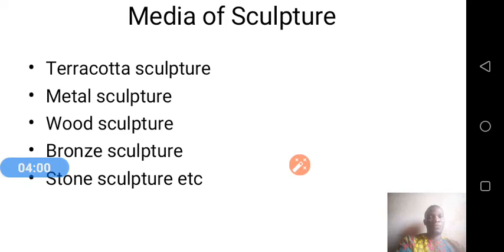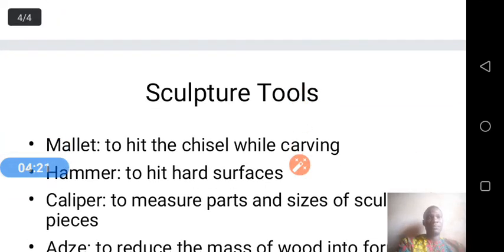Bronze sculpture. Bronze sculpture is also similar to metal sculpture, but it's done through the replacement technique. And finally, stone sculpture is similar to wood sculpture. Parts of the stone are carved out to achieve a desired sculptural piece.